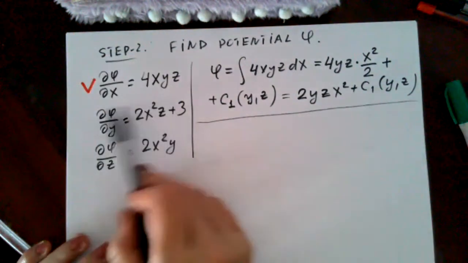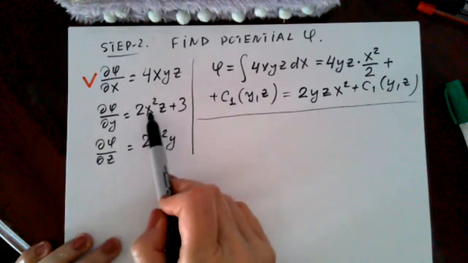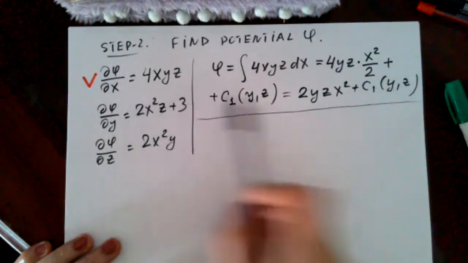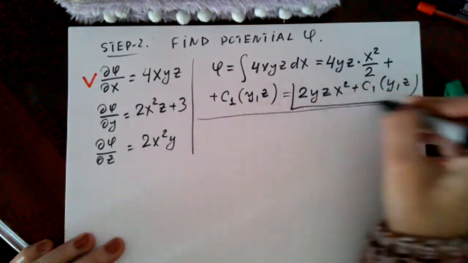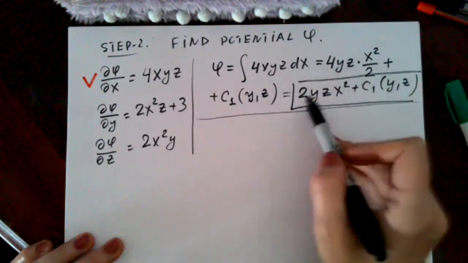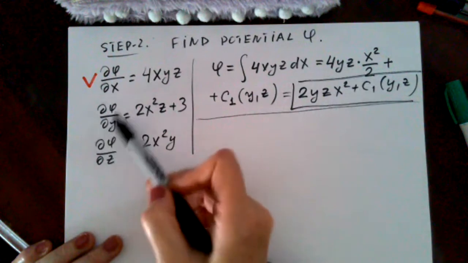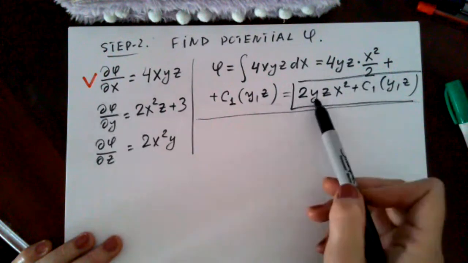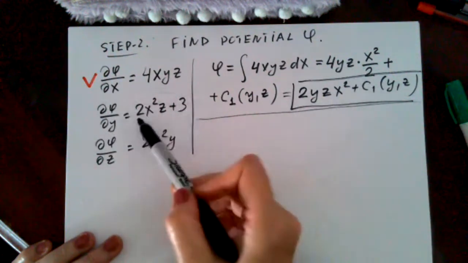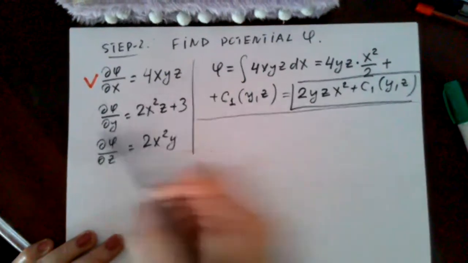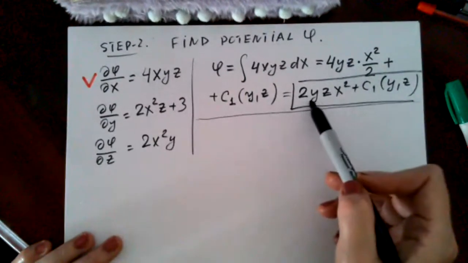Okay, let's move to the second expression. How can we use it? So we actually partly found our function phi. This is function phi, not finished yet. We can find the derivative according to the formula with respect to y, and then set it equal to this expression. So let's find the derivative d phi over dy from this expression.